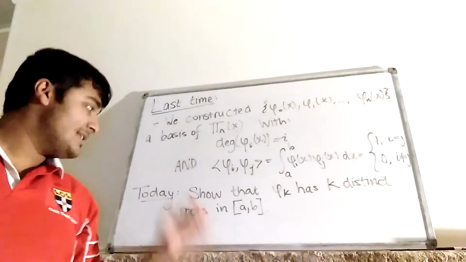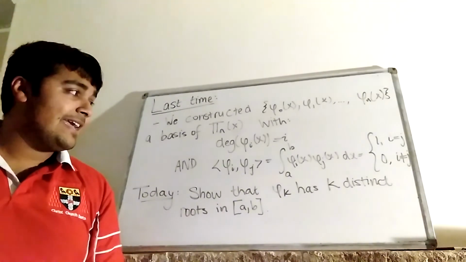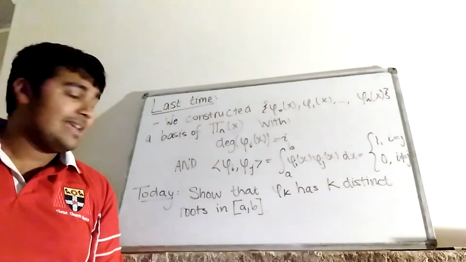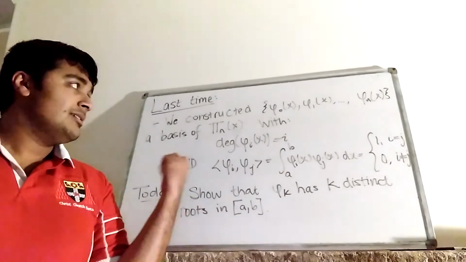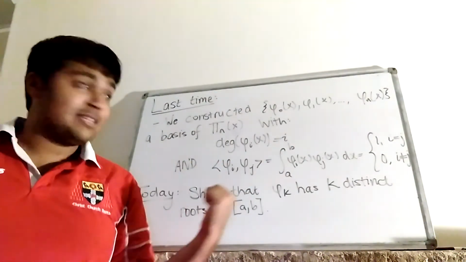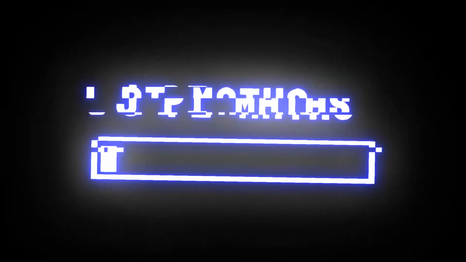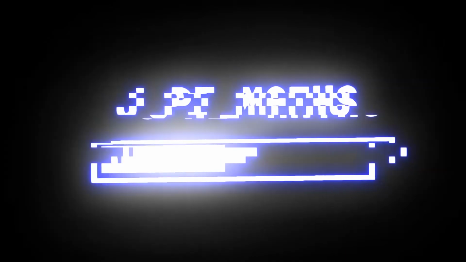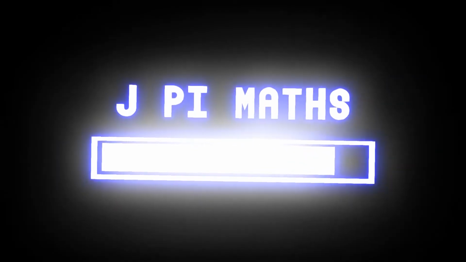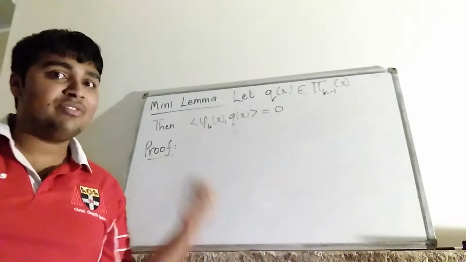Now in today's video we're going to be working towards proving this lemma here. We want to show that phi k has k distinct roots in (a, b), where k is any number between 0 and n. So let's firstly prove a smaller lemma, and then we can get on to proving this big lemma. Here's a mini lemma I first need to state and then prove, so I can get onto my big lemma.